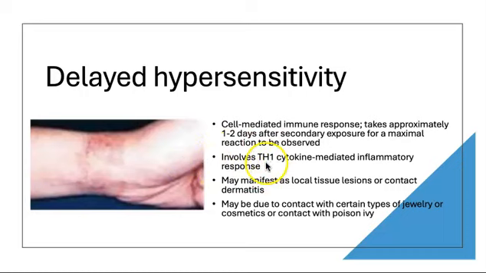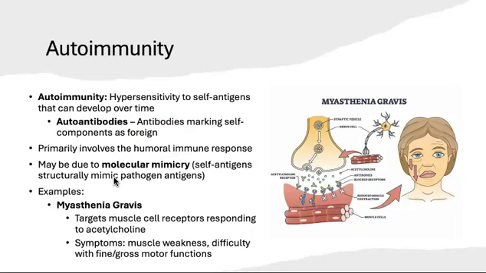So it's going to involve our helper T cells type 1 cytokine-mediated inflammatory responses, and it's just manifesting within the local tissue lesions. Like we said, contact dermatitis can develop, which is more like a rash or some type of skin irritation. We can also have this take place if we come into contact with poison ivy.